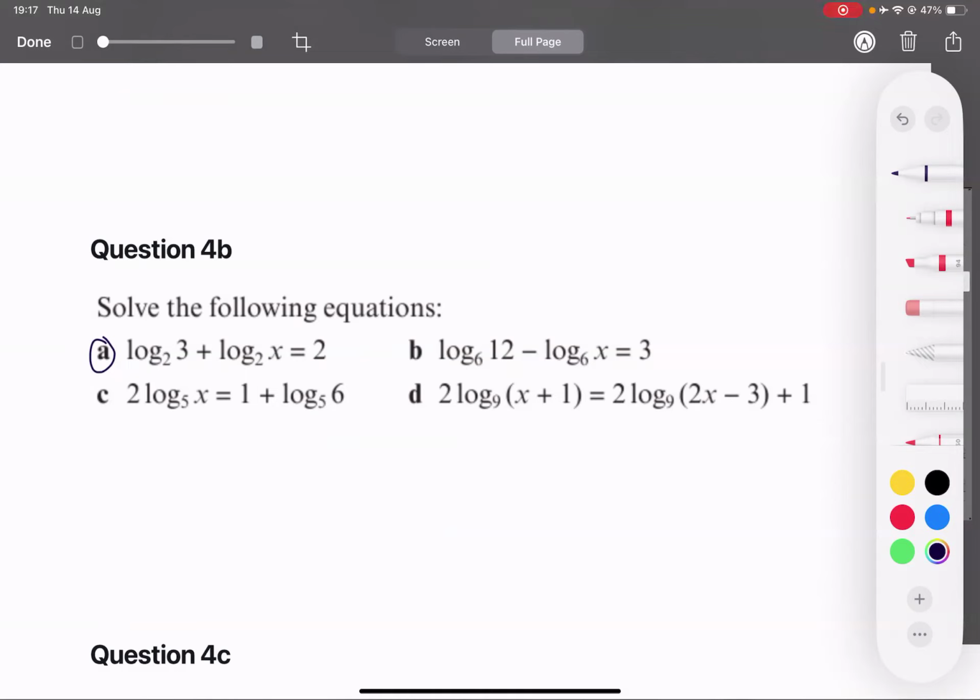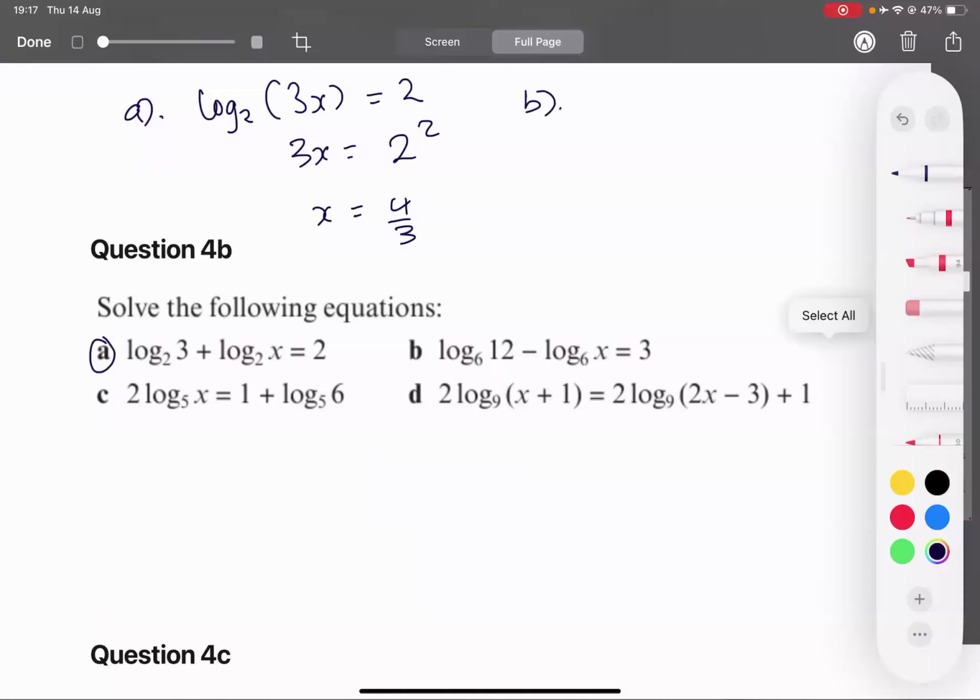So for part A, instead of log base 2 of 3 plus log base 2 of x equals 2, we'd write log base 2 of 3x equals 2. So now it's two steps. That was the first step, and the second step is just as what we did before. So 2 to the power 2. So x equals 4 over 3. Does that make sense? Yeah. Cool.